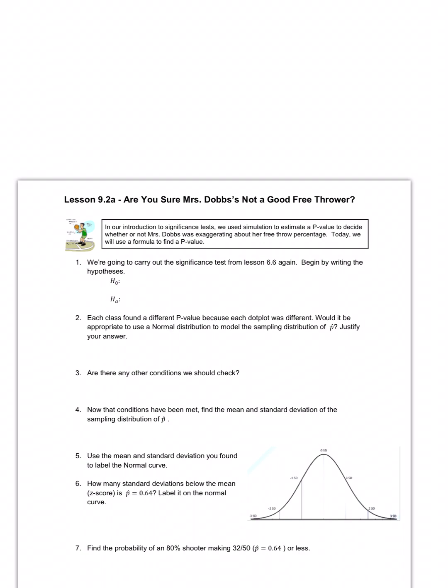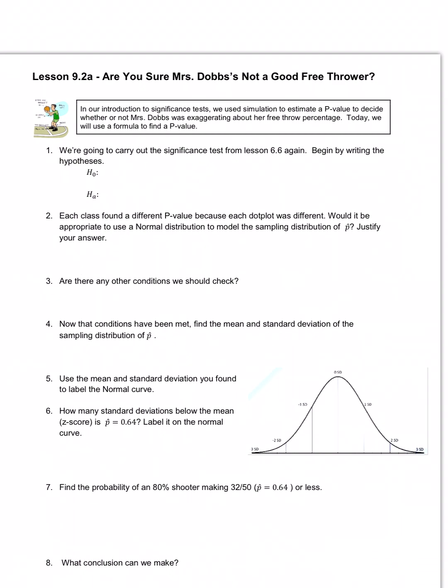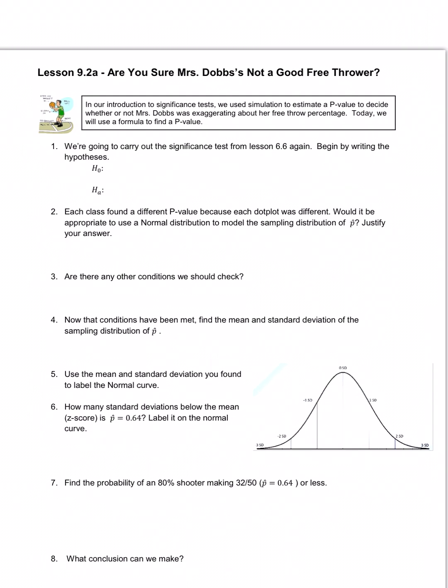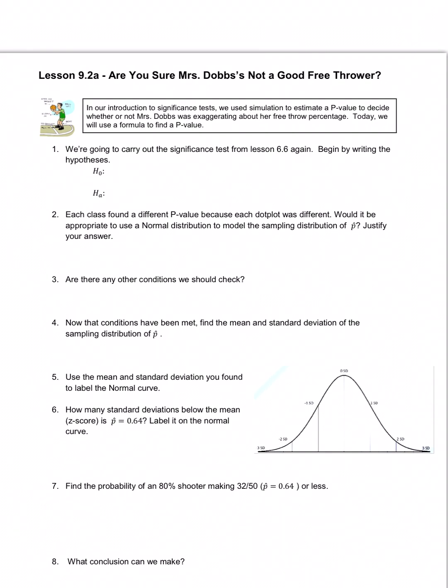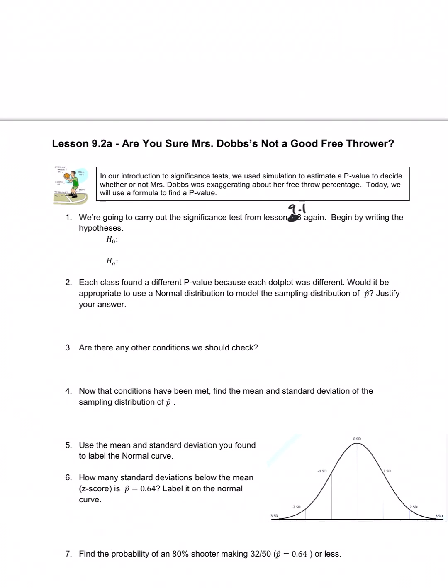Okay, so we're going to do that same significance test. It's not from 6-6. We number ours differently. It was from 9-1. So it was a free throw rate. So a rate is a proportion, so I would use P. And my claim was that it's 80%. I'm an 80% shooter.